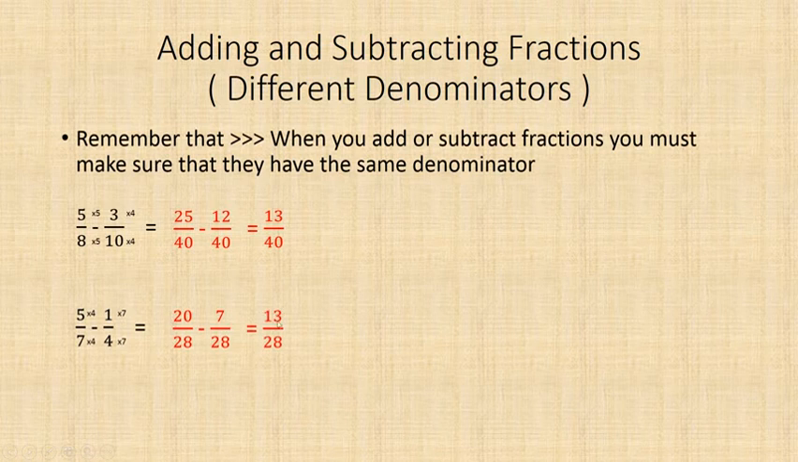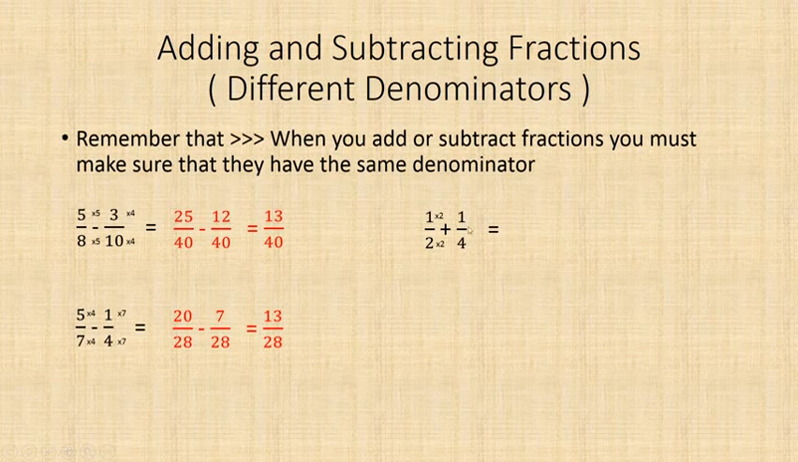20 minus 7 equals 13 over the same denominator, which is going to be 28. Okay, another example. Half plus 1 over 4. So I have to make them the same denominator. What's the LCM of 2 and 4? Yes, it's 4. So I will multiply here by 2, down and up. And here I will multiply by 1, or don't do anything here.